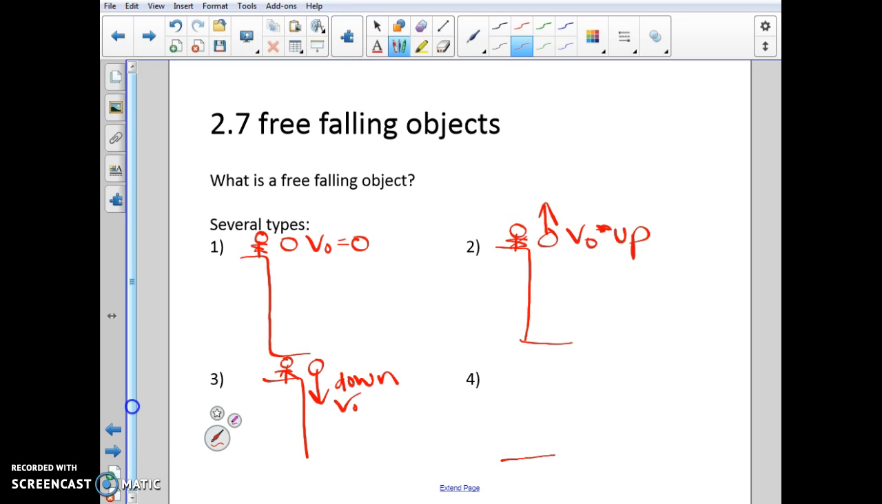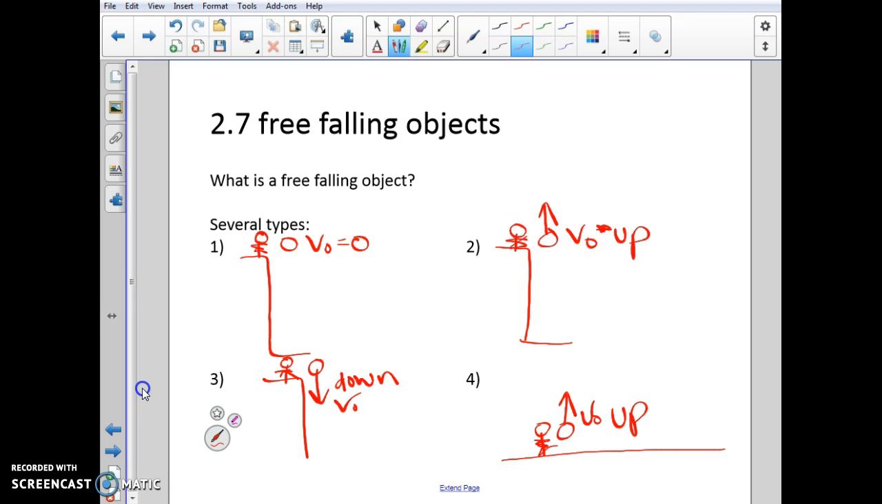The last option is if I am on the ground, right, and I toss the ball straight up in the air, right? Up. We aren't talking about two-dimensional velocity yet, or motion, we're just one-dimensional, so it's either straight up, straight down, okay?